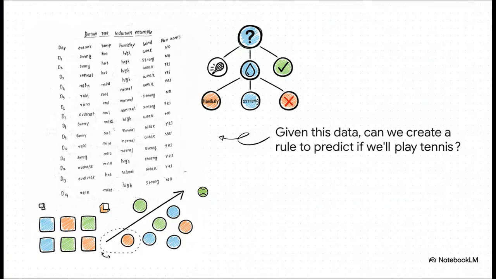So let's look at a puzzle. Here's a bunch of data. We've got the weather outlook, the temperature, humidity, and wind for 14 different days. And that last column tells us whether or not we ended up playing tennis. Now, if you're a computer, where do you even begin? What's the one single question you could ask that would give you the most bang for your buck?